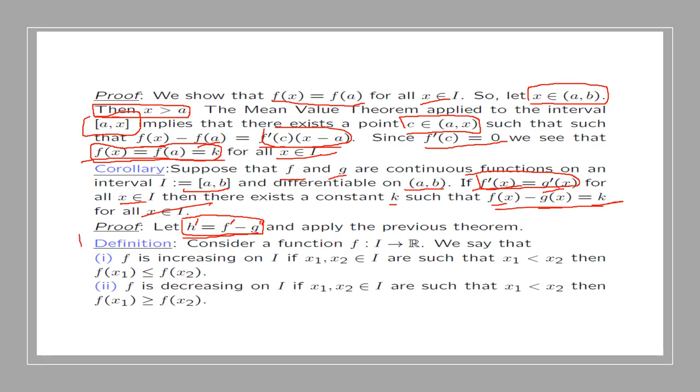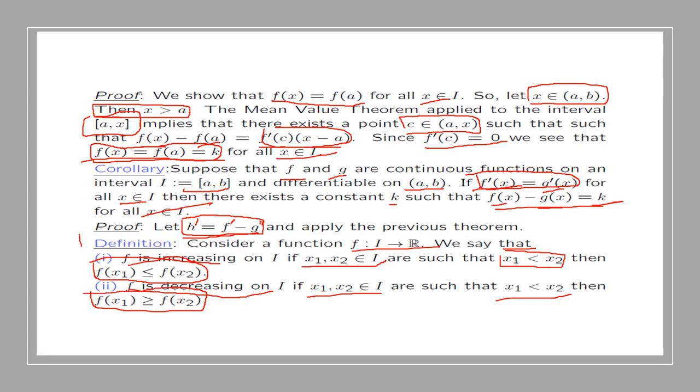For this definition, we consider a function f on I. We say that that function is increasing on I if for every x1 and x2 in I, such that x1 is less than x2, it follows that f of x1 is less or equal to f of x2. We will say that f is decreasing on I if for every x1 and x2 in I, such that x1 is less than x2, it follows that f of x1 is bigger or equal to f of x2.